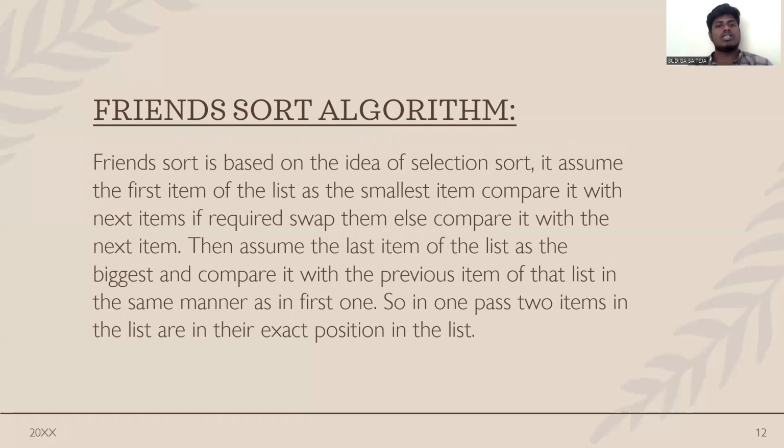In this sorting algorithm, it assumes the first item of the list as the smallest item and compares it with the next item. If it requires a swap, it swaps, else it compares with the next item. Then it assumes the last item of the list as the biggest one and compares it with the previous item of that list. And if it requires a swap, it will swap, else it will compare.